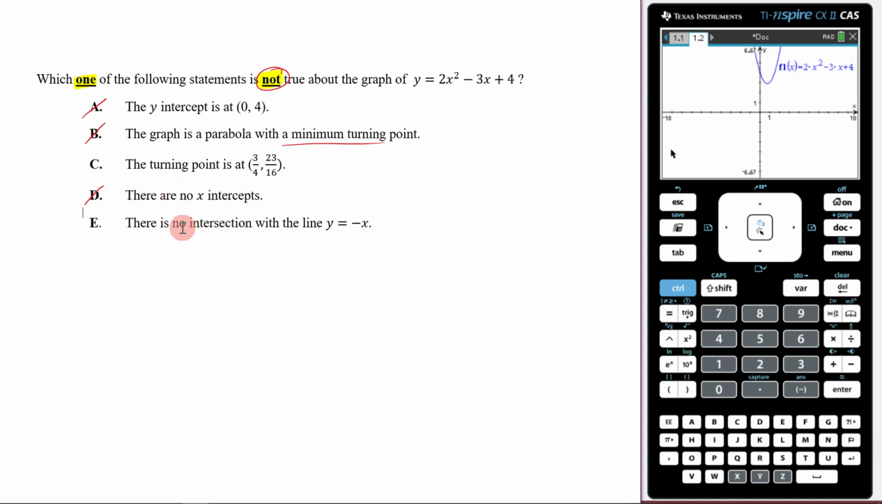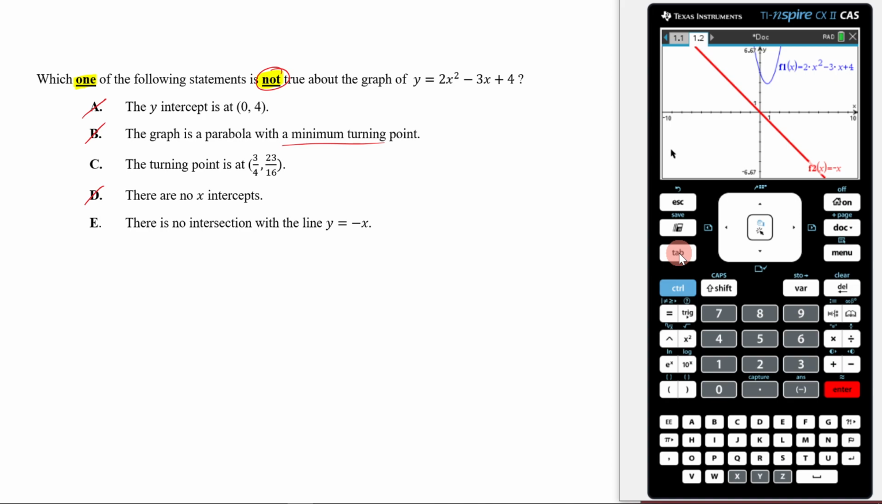The next one that's really easy to test is E here. There are no intersections with a line y is equal to negative x. Hit tab, type in negative x, and as you can see, there are no places in which they intersect, which means this isn't right either. That means my answer has to be C.